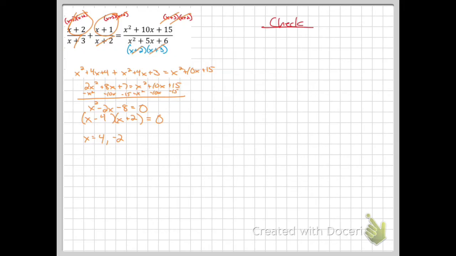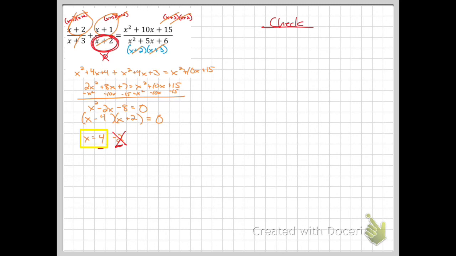The issue with this is that it was a fraction and you're not allowed to divide by 0. Do either of these numbers make you divide by 0? Yeah, right here. X plus 2, if I plug in -2, it's going to give me 0 in the denominator, and that's not okay. So that's not an answer, and the only answer is 4.